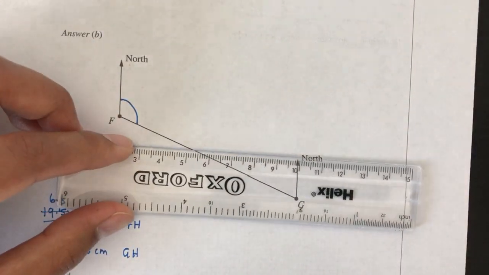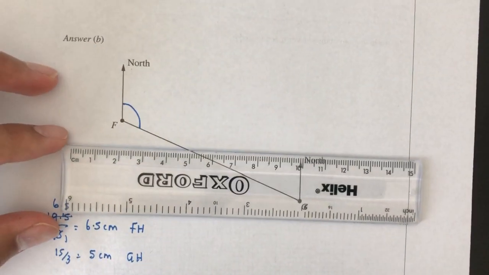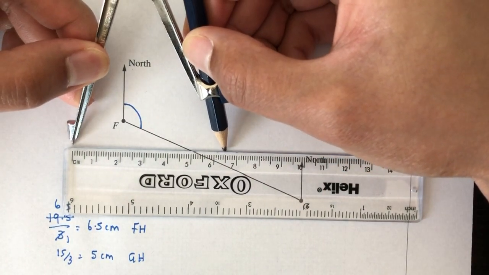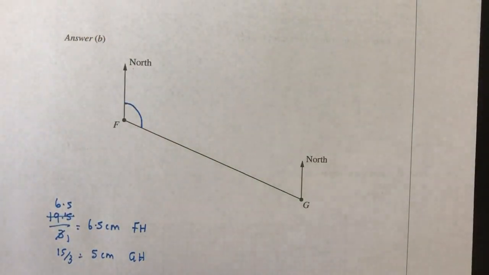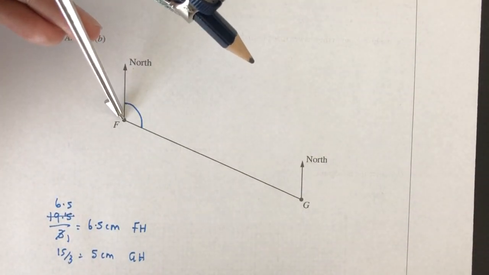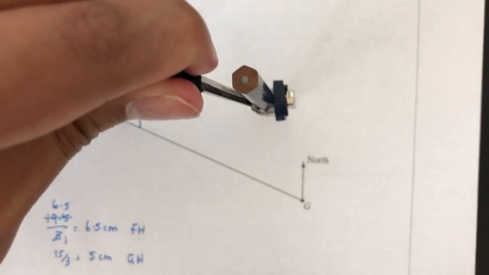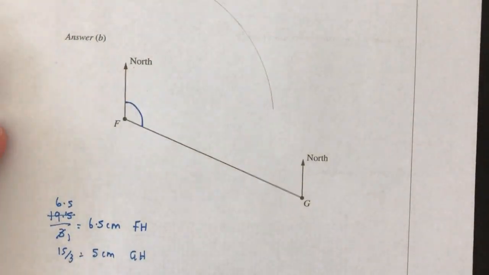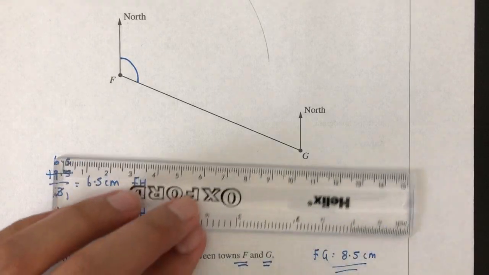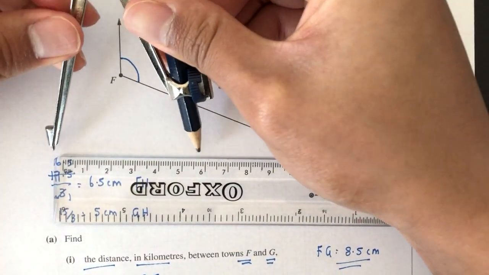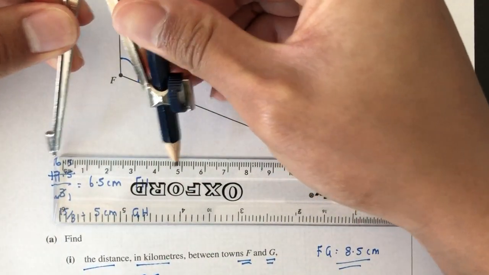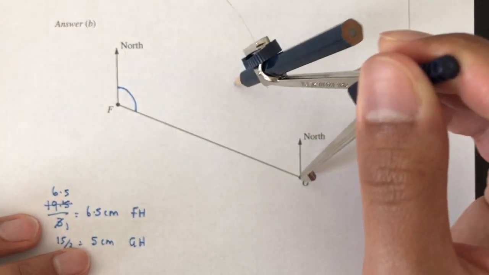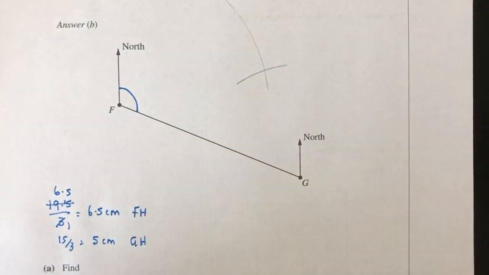So from F, it will be 6.5. So let's measure 6.5 centimeters from the point F. You go to point F, and then you make an arc above FG, about here. And then the next one will be 5 centimeters from G, so we measure 5, and then go to point G and join the first arc.